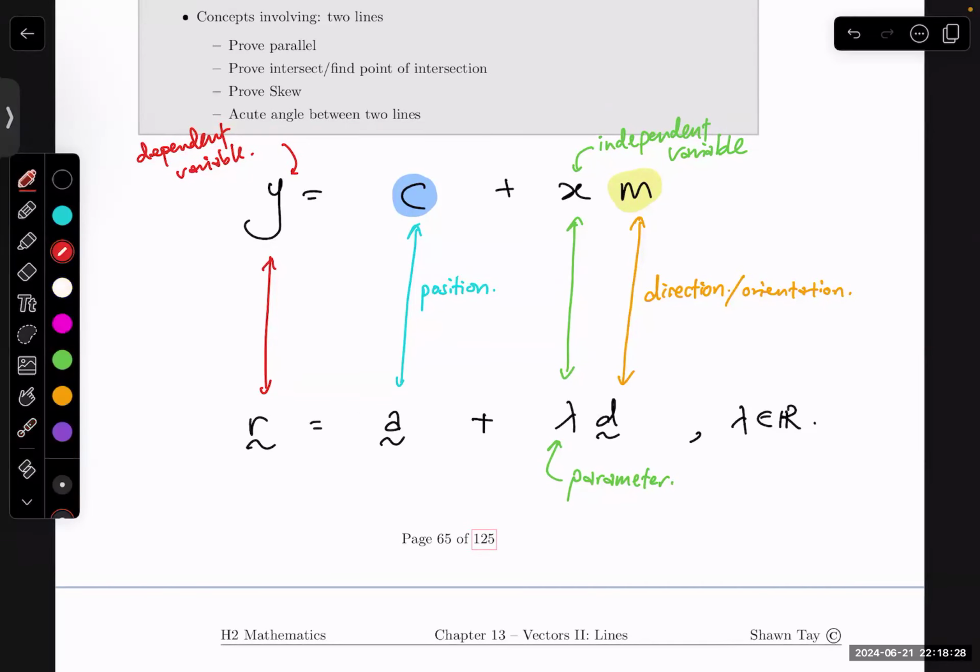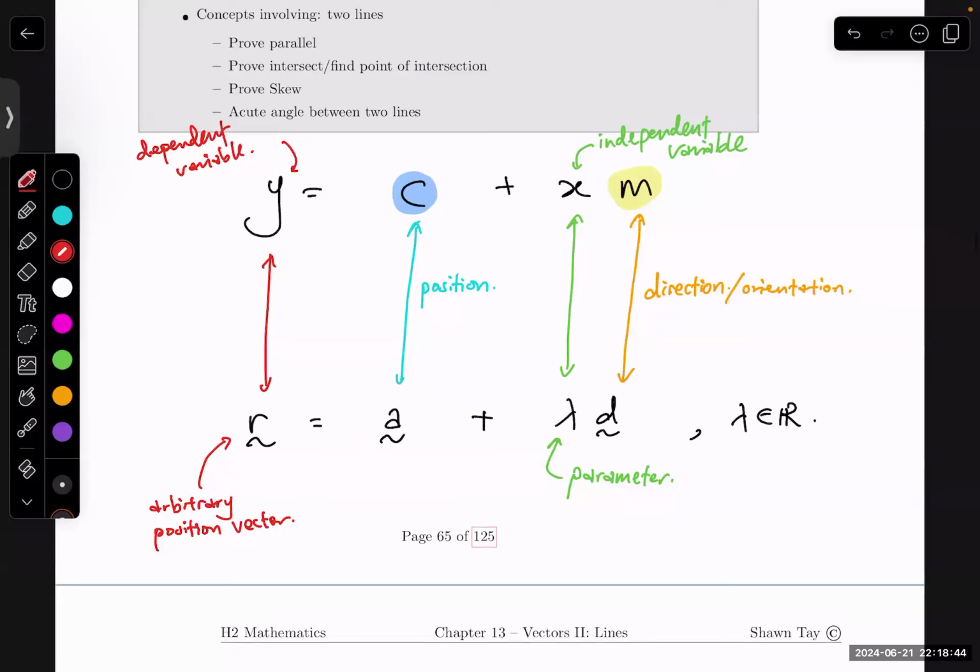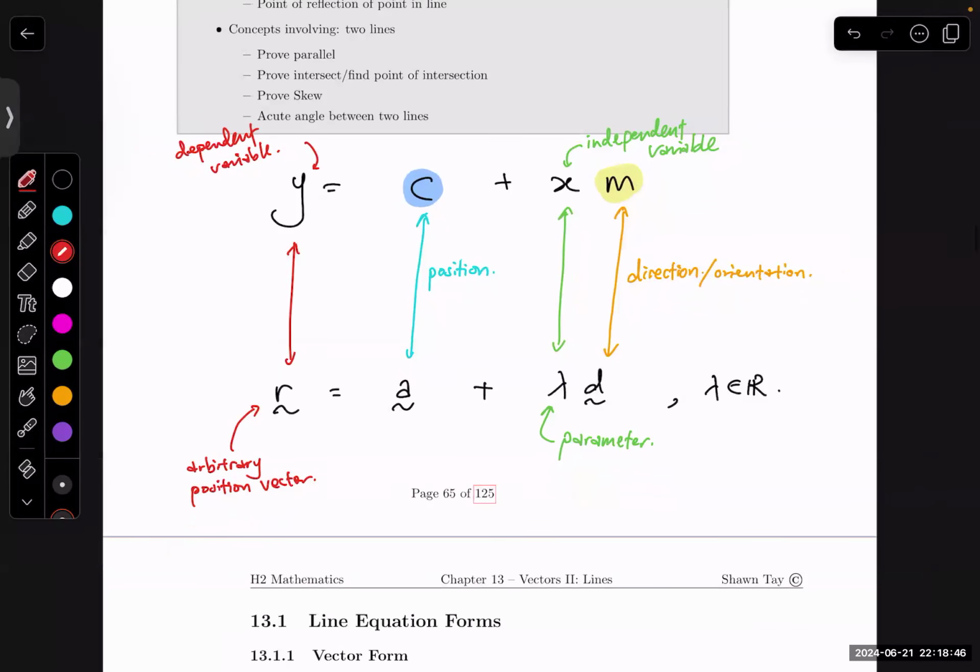Okay, so this R is an arbitrary position vector, or position vector of an arbitrary point. Okay, so this should help us understand a little bit better the vector form of a line equation.